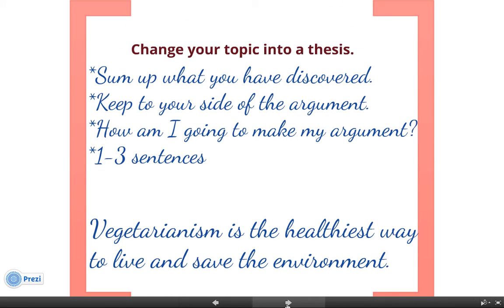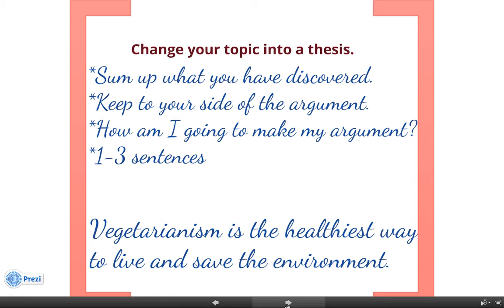Step 3. Here is where you really start to flesh out some of the details of your thesis and what you're really going to focus on in your paper. Keep some of these points in mind. You want to sum up what you have discovered, keep to your side of the argument, ask yourself, how am I going to make my argument? And generally a thesis is anywhere from 1 to 3 sentences if it's going to be an effective thesis. So now take the time to change your topic into a thesis statement.